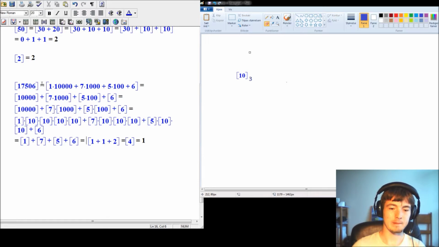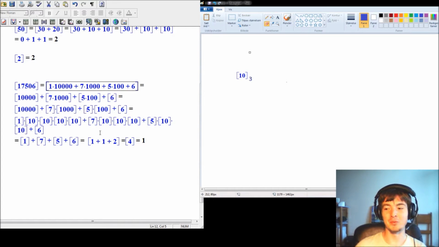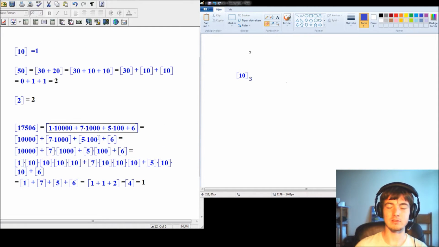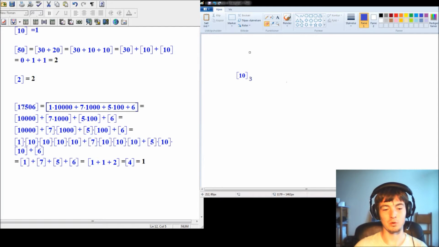So this is the entire number, and this is the digit sum of the number. You can see this is 1 plus 7 plus 5 plus 6. That's the digit sum of the number. I hope you're familiar with the digit sum, because that's really important. The digit sum is just the digits of a number added together. So 1 plus 7 plus 5 plus 0 plus 6.